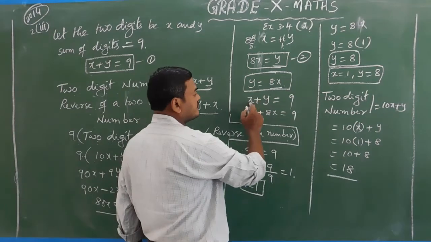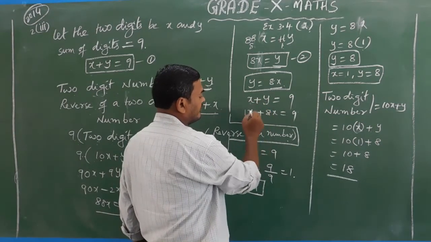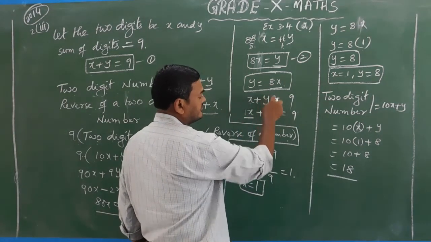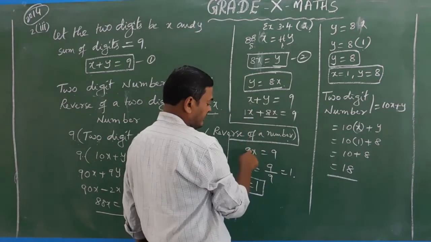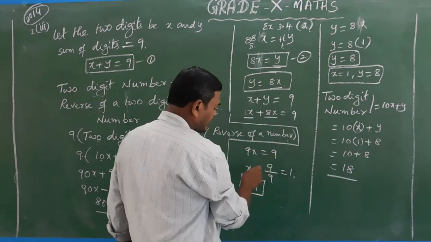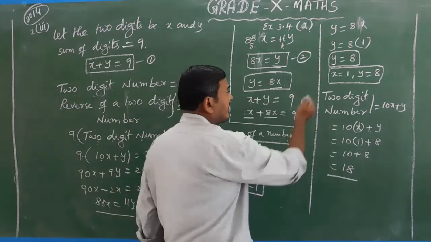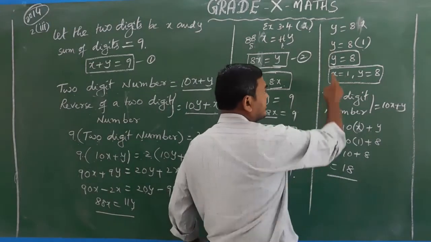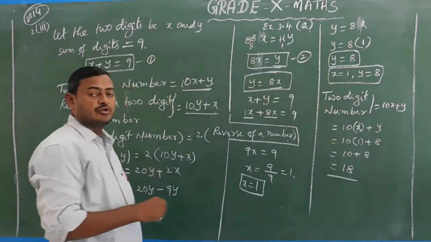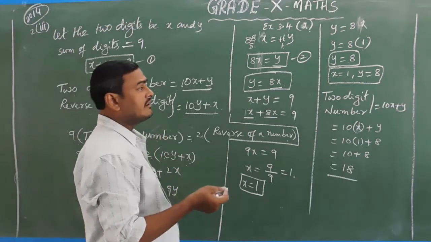Then this is substituted in equation 1. What will happen? X plus y, value is 8x. 1 plus 8, 9x equal to 9. X equal to 1. This value 1 substituted in any equation, we get the y value is 8. So x is 1 and y is 8.